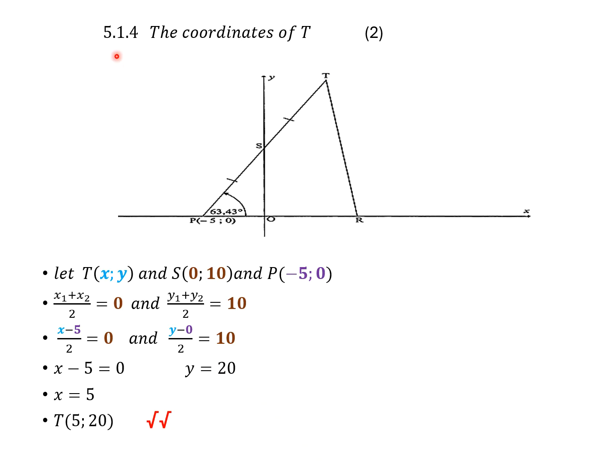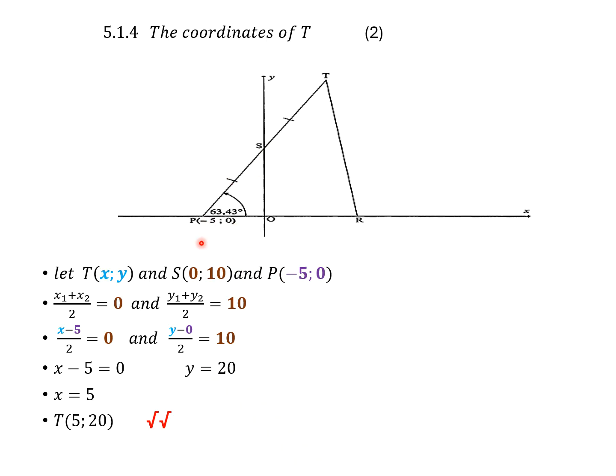Now for 5.1.4, they want the coordinates of T. So this is a very important question. We like asking it. You can use the midpoint formula to find the coordinates of an unknown. So there T, because I don't know the coordinates, I'm going to make it x and y. I have S, which is 0 and 10, which is in the middle there. You see those two lines are equal. And I have P, that's minus 5 and 0.